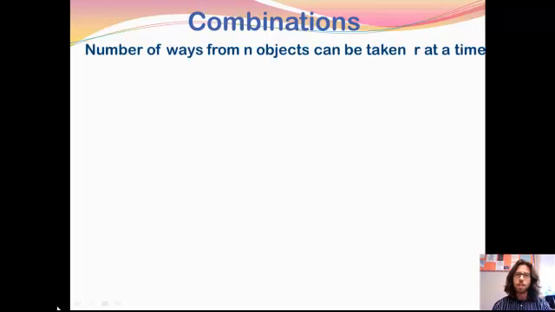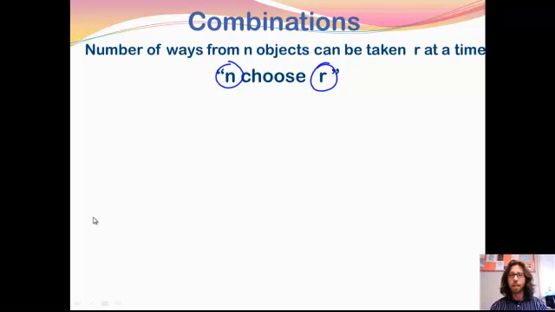So a combination is the number of ways n objects can be taken r at a time. In other words, basically we're going to say, well, we have n things, and we want to put them into groups of r size. An easy example of this would be I have 30 students and I want to know how many groups of 3 I could combine those 30 students into.